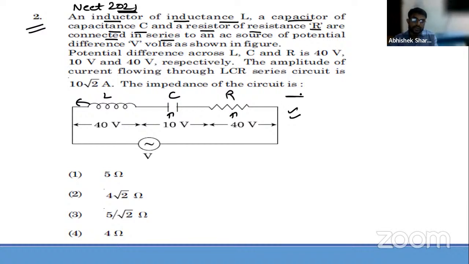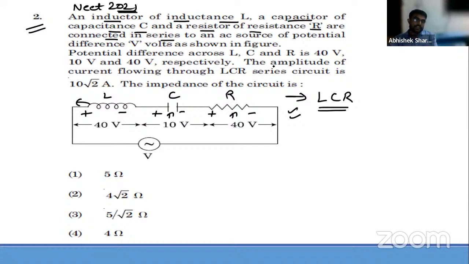So we can easily say this thing. What kind of circuit is this? Anyone? This is an LCR circuit. Okay. So here across the inductance the potential difference is plus minus 40 volt. Across the capacitance the potential difference is plus minus 10 volt. Across the resistance the potential difference is given as plus minus 40 volt.